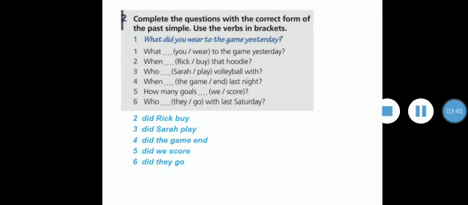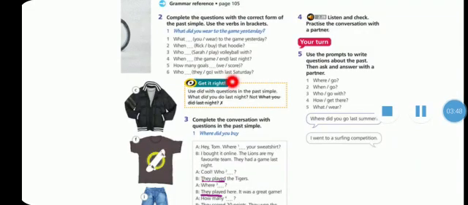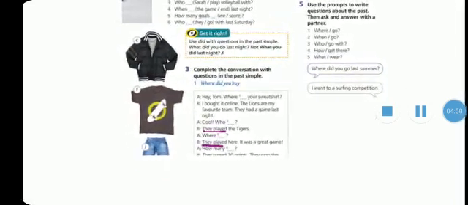Right section, use did with the questions in the past simple. What did you do last night? Not what you did last night. So here you're going to use the auxiliary did in the questions in the past simple. Exercise number 4, complete the conversation with the questions in the past simple. So again, you're going to look for the answer and you're going to form a question using the answer from the beginning.